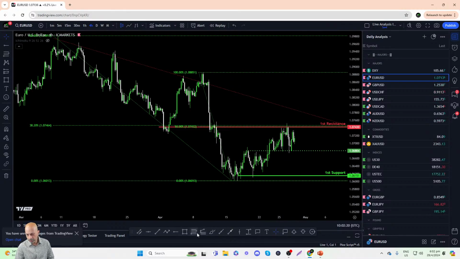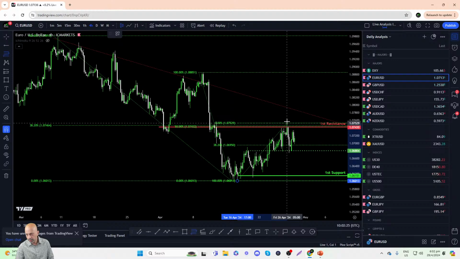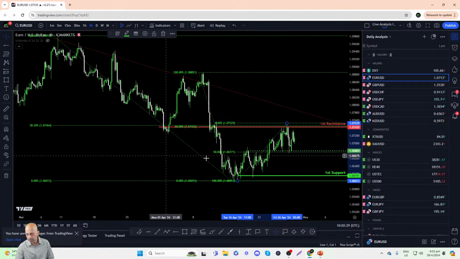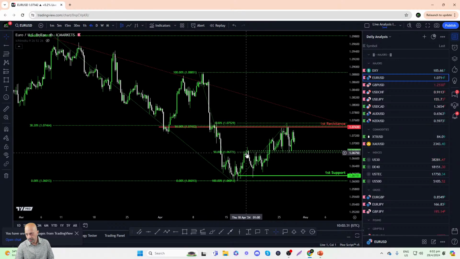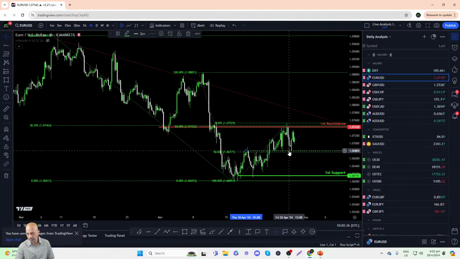I think we can run one more Fibonacci retracement. This time we'll start from here, 16th of April, going up to the high. We should have the 50% retracement aligned pretty well with that overlap. So we can see we have the additional factor of the 50% retracement adding to the significance of this overlap here.